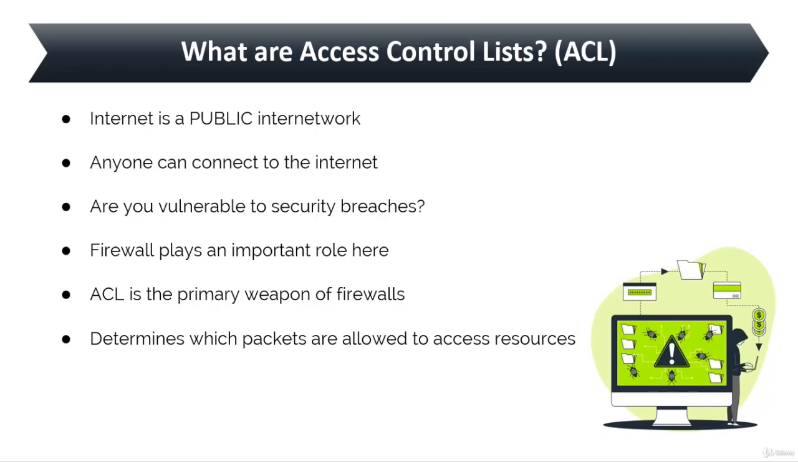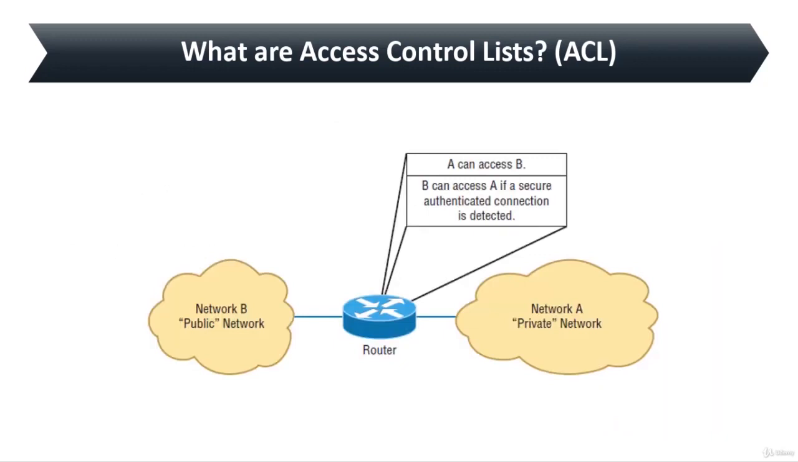Firewalls are basically tools that you can implement to prevent unauthorized access from public networks into your network. Firewalls can either be standalone devices or combined with another hardware device like servers or routers. Now, access control list is the primary weapon of firewalls, which helps us to discard unused packets.